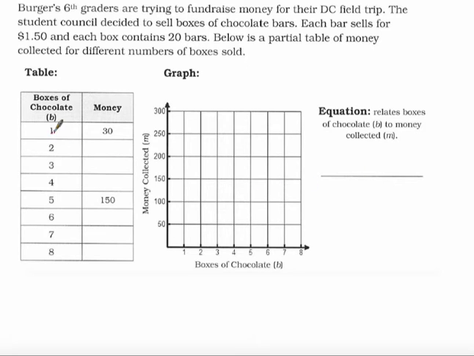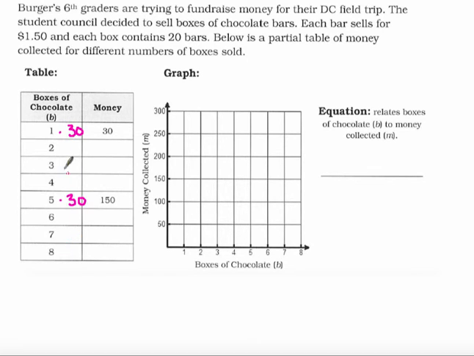So let's look at the things that I have filled in over here. I have 1 box of chocolate was $30 and 5 boxes of chocolate was $150. Well, I can go from 1 to 30 by adding 29, but 5 plus 29 is not 150. Most likely what I'm going to be doing is multiplying. 1 times 30 gives me 30, and 5 times 30 would give me 150.